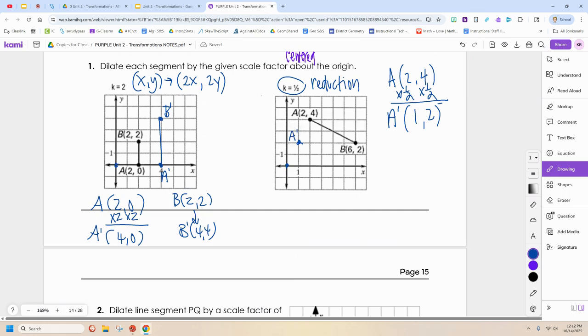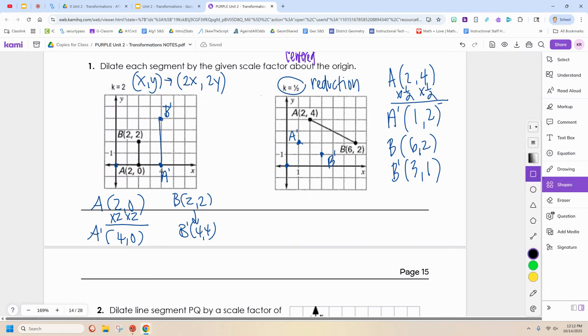A prime. Okay, and then we have B, which is located at 6 comma 2. And then you could just say in your head, what's half of 6? 3. What's half of 2? 1. Okay, right? And so 3 comma 1, over 3 up 1, is B prime. And then we can connect those 2 points to make a segment. And there we go. Our segments are parallel. That parallelism is preserved. Yay.